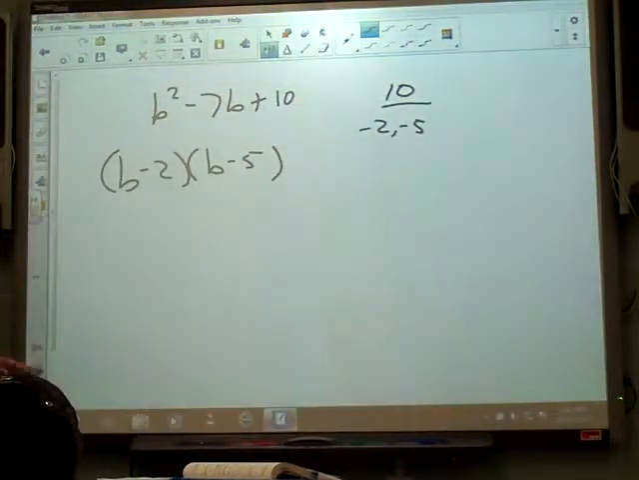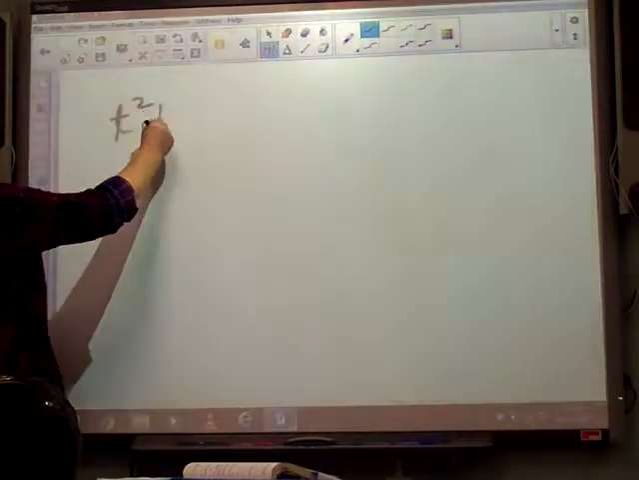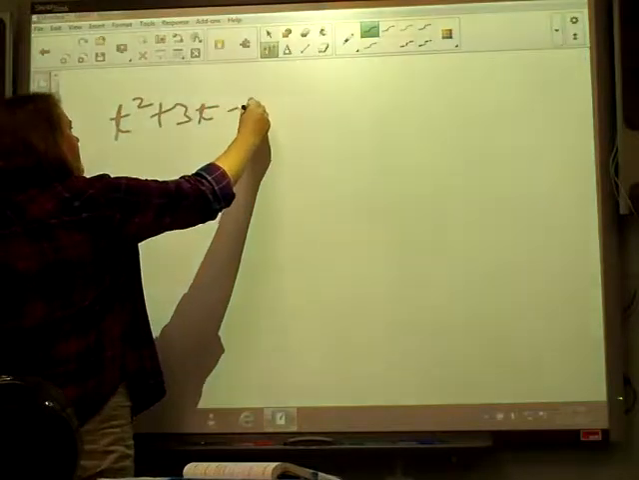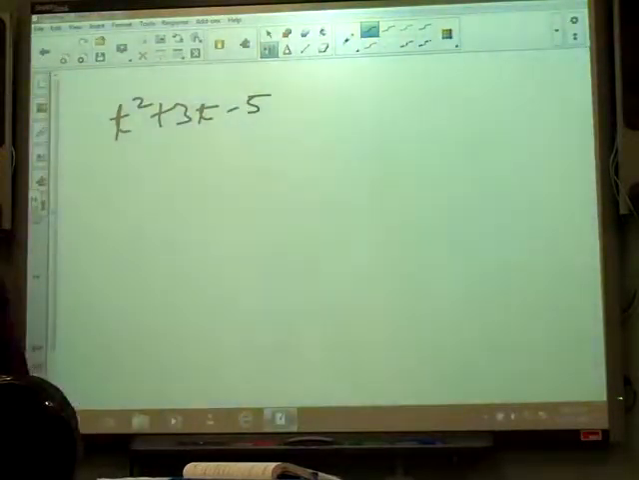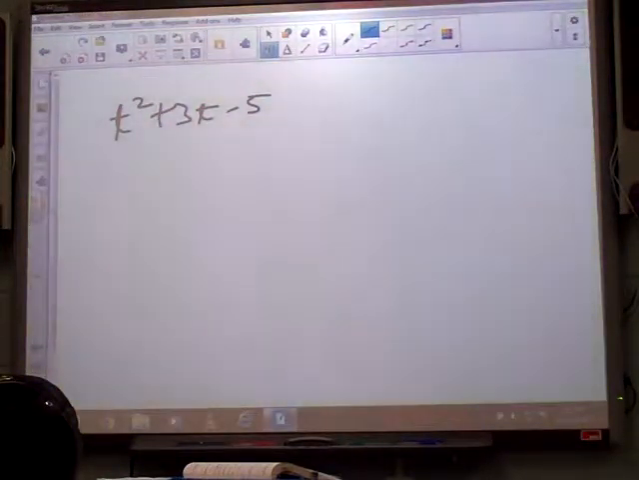Hey, how about t squared plus 3t minus 5? That's a plus 3t they hooked together on accident. t squared plus 3t minus 5. Hey fellas, do I have a GCF other than 1?